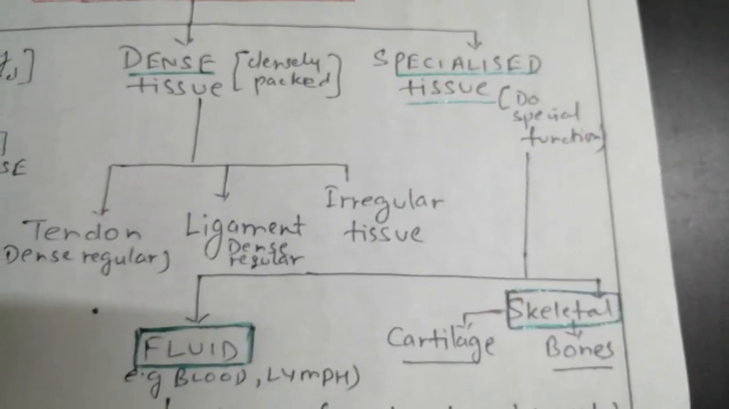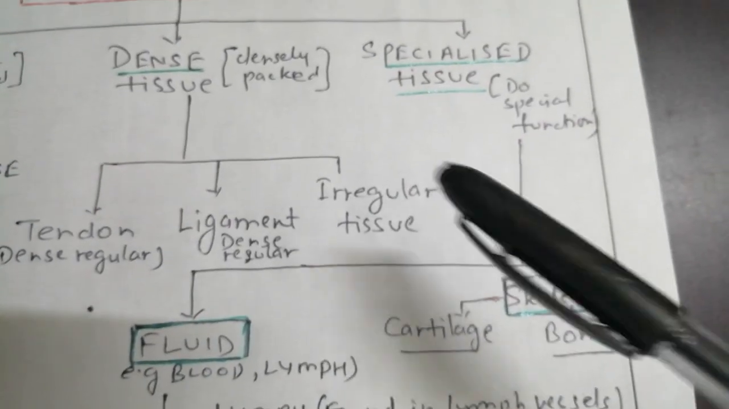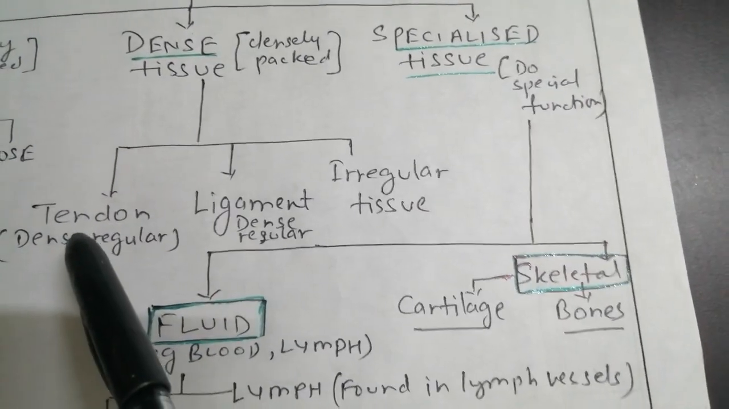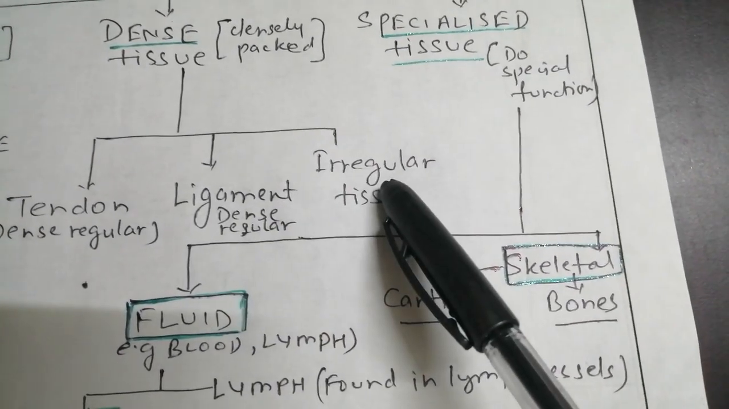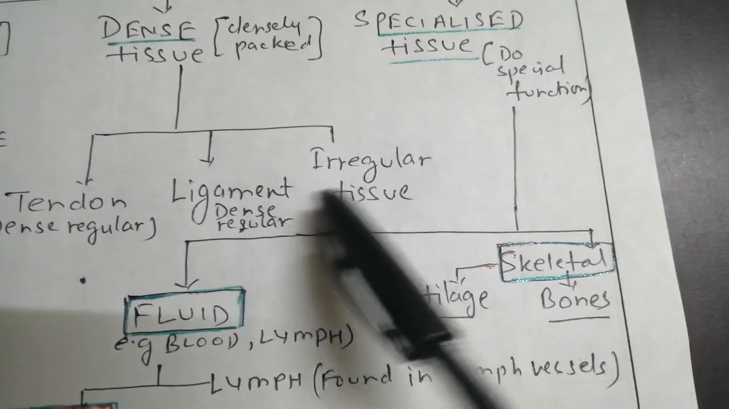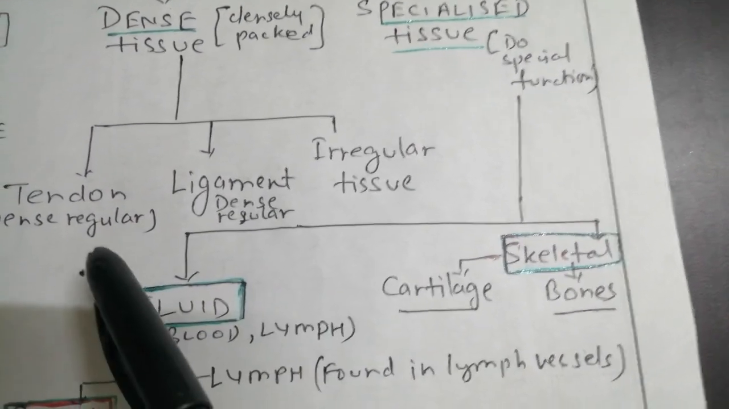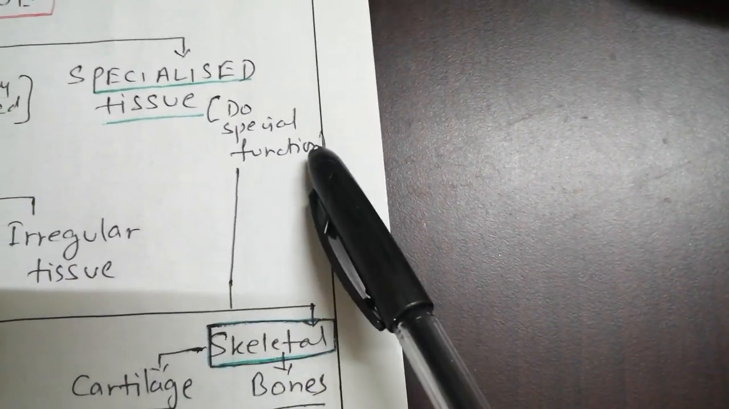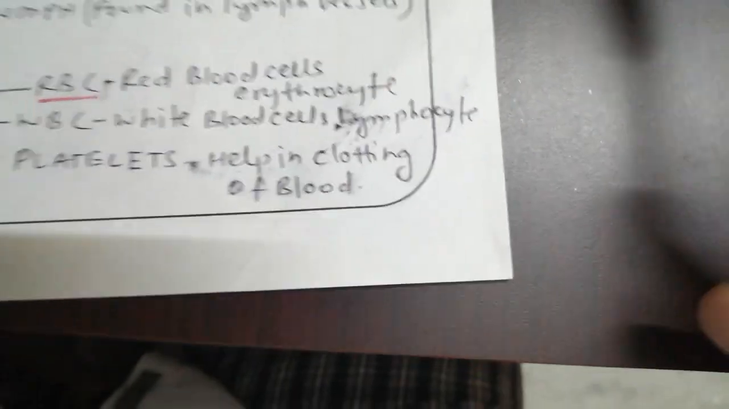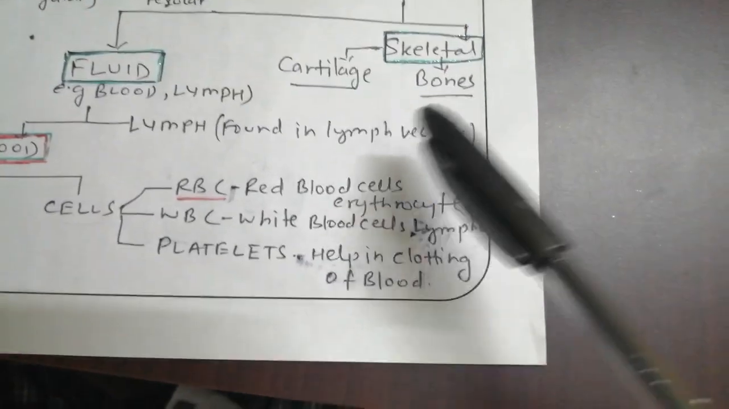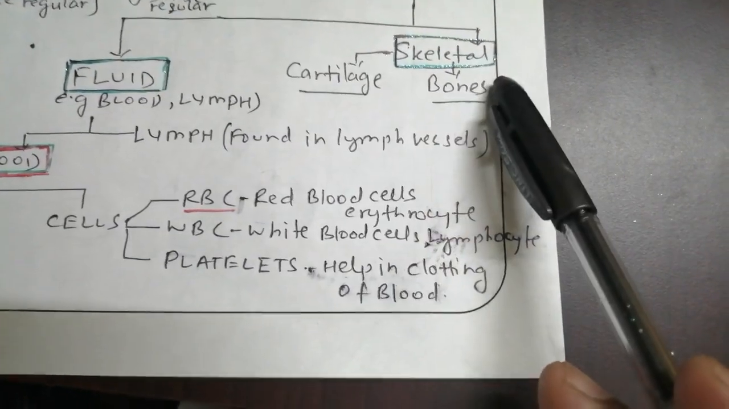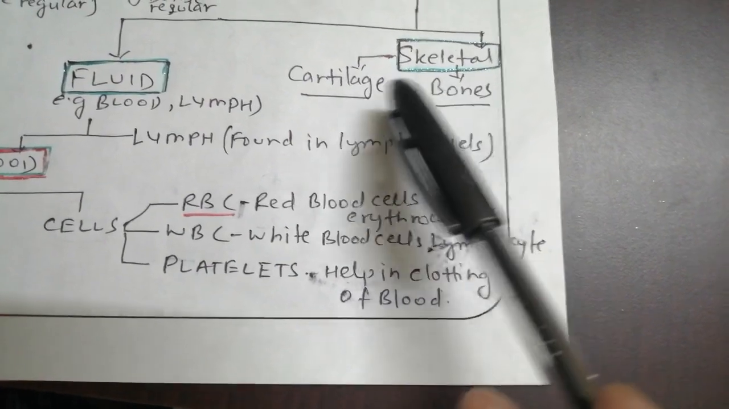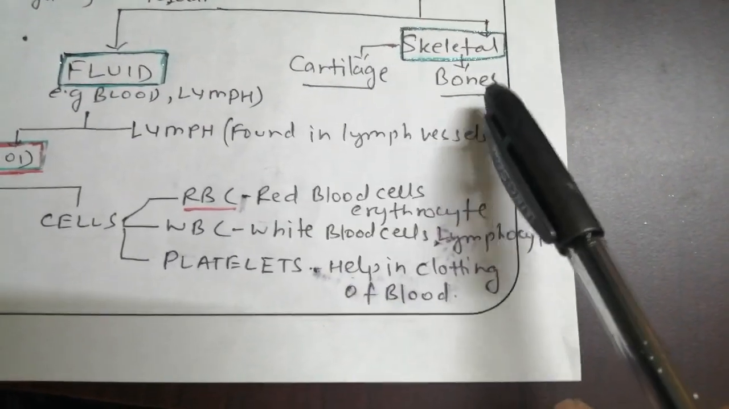Now coming here, the dense tissue is divided into three main parts: tendon, ligament, and irregular tissue. What is regular and irregular, I will tell you in the later part. Now coming to the specialized tissue. These tissues do special functions, and they have been divided into the fluid connective tissue and the skeletal tissue. Skeletal tissue contains cartilages and bones.